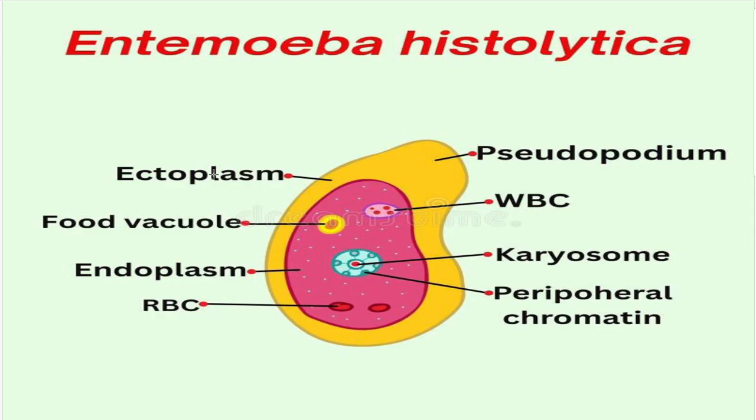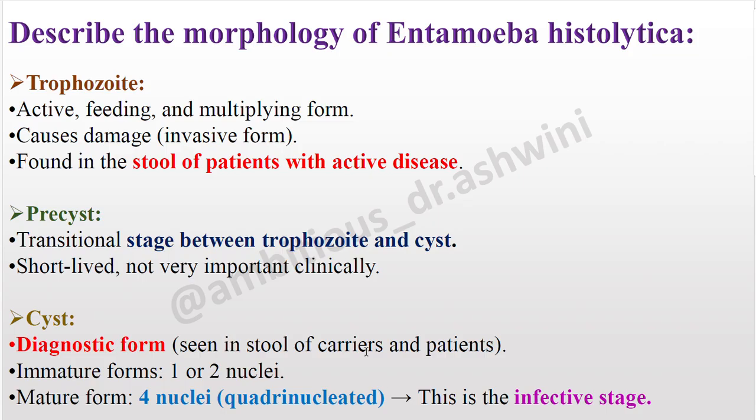Now you can see this is the structure of Entamoeba histolytica. Here pseudopodium is given, ectoplasm is given, endoplasm is given, food vacuole is given, WBC, then karyosome, then peripheral chromatin and RBCs are given. Now we will see the morphology of Entamoeba histolytica.